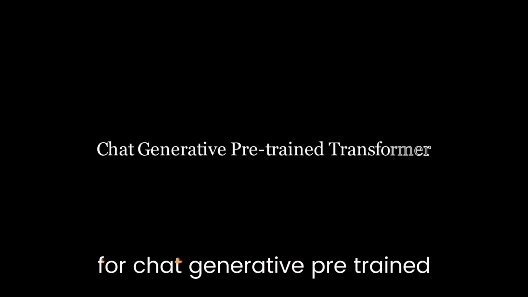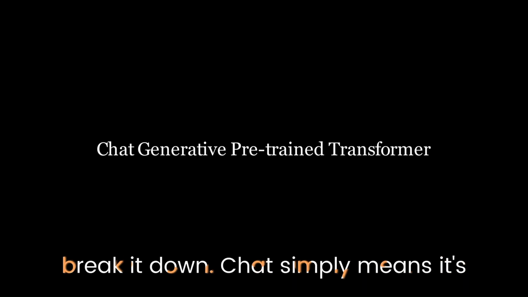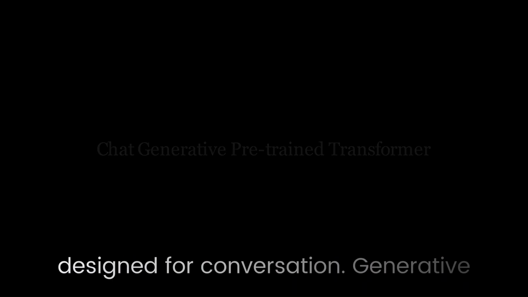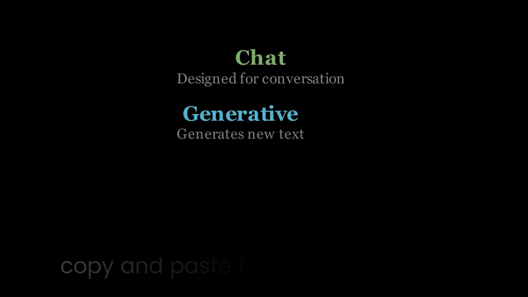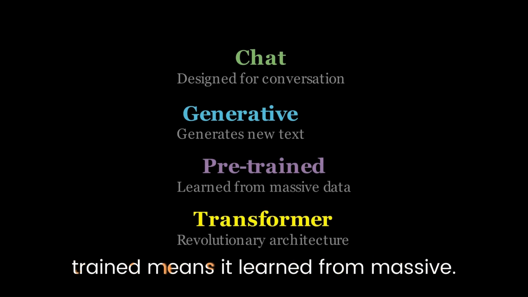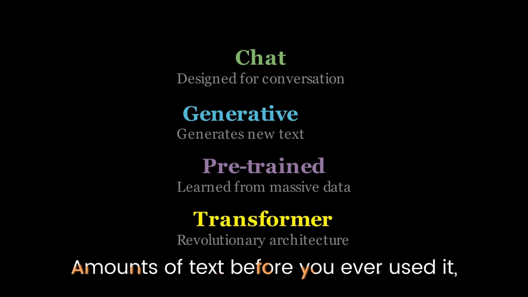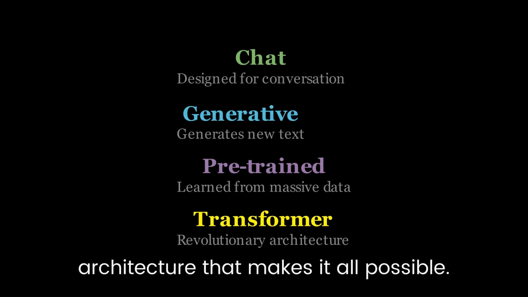ChatGPT stands for Chat Generative Pre-trained Transformer. That's a mouthful, so let's break it down. Chat simply means it's designed for conversation. Generative means it generates new text. It doesn't copy and paste from a database. Pre-trained means it learned from massive amounts of text before you ever used it. And Transformer is the revolutionary architecture that makes it all possible. We'll explore that in a moment.